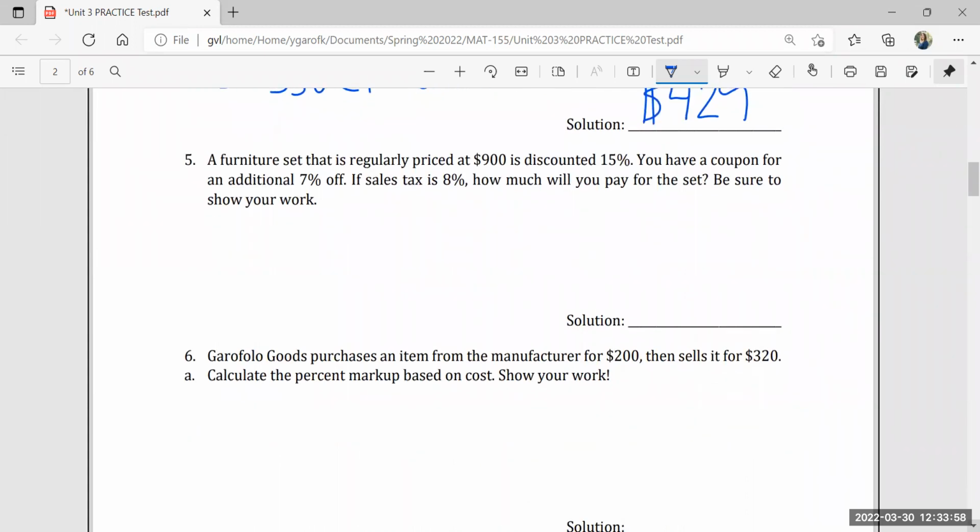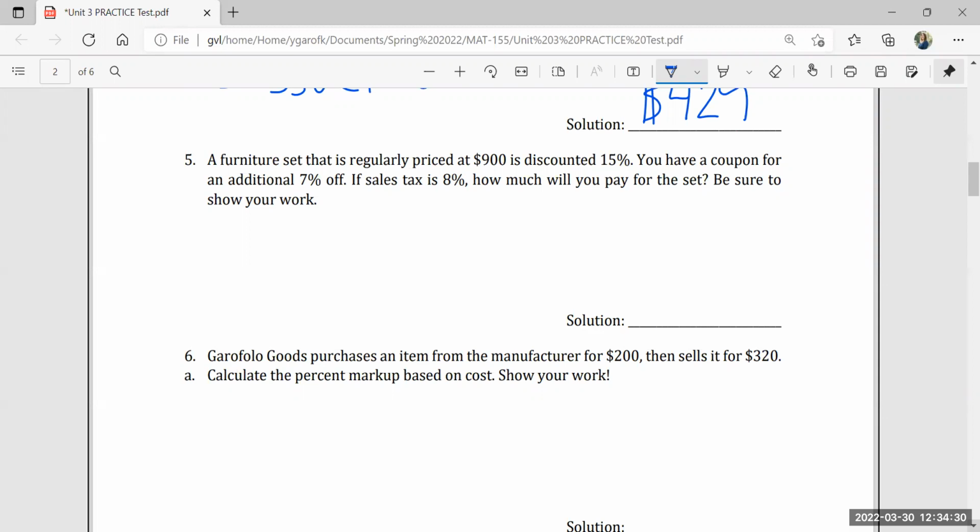Now, the next one is very similar, but we have to do consecutive discounts and consecutive upcharges, okay? So a furniture set that's regularly priced at $900 is discounted 15%. So our first one is a 1 minus 0.15. But we have a coupon for an additional 7% off. So that's going to be 1 minus 0.07. But then we also have to pay sales tax, and that's an increase, okay?